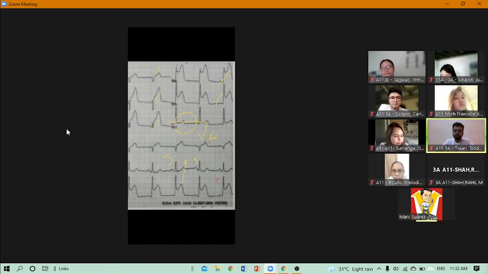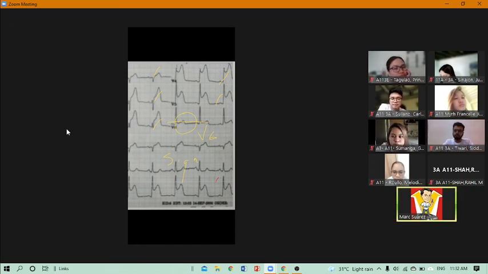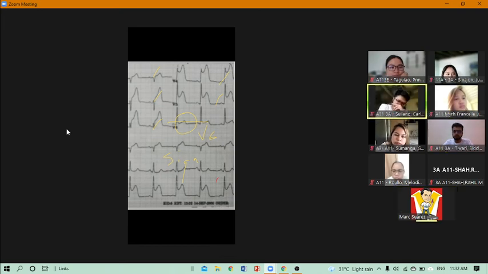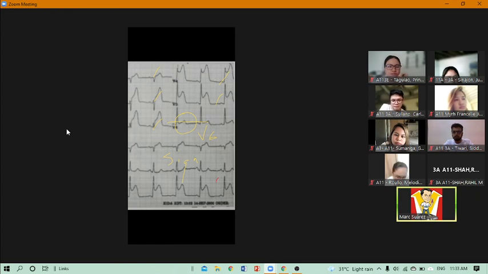Okay? So same as with this, in the context of this V6, it is true that the J point is slightly off the isoelectric point. Do I hear yes? Yes, Doc. But let us all agree for now that that J point elevation is not significant.